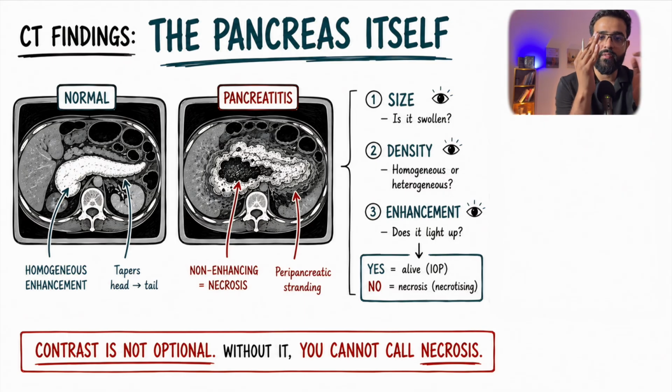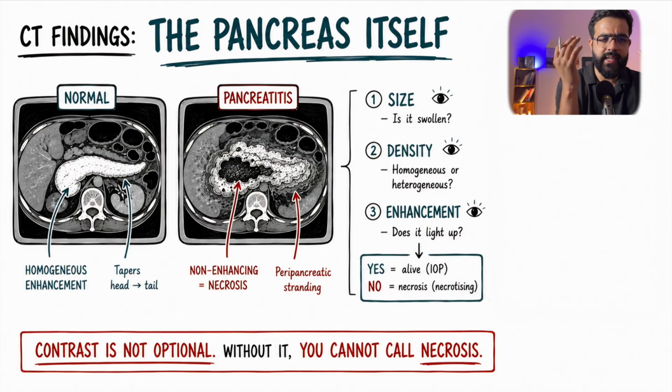Third, and this is the crucial one, enhancement on contrast CT. Normal pancreas enhances brightly and homogeneously on the portal venous phase. And this is your primary assessment phase in most real-world pancreatitis scans, when an arterial phase may not be available. Areas of necrosis do not enhance. They remain dark, hypodense, while the living pancreas around them lights up. That's pancreatic necrosis, and the extent of that non-enhancement changes everything.